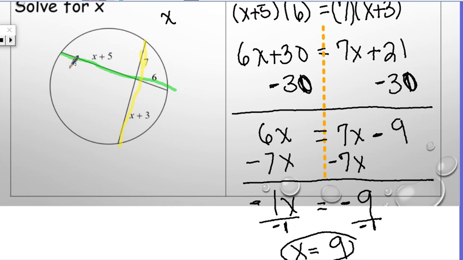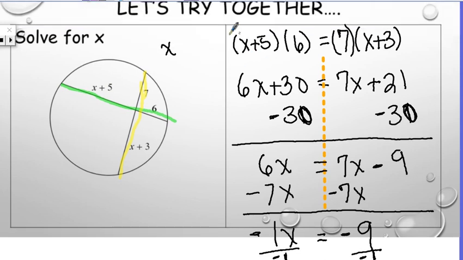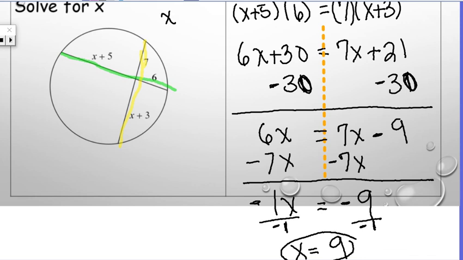To check yourself, you can always go substitute back in and see what the math would be if you put in 9 up here. You should be able to say 9 plus 5 times 6 should equal 7 times 9 plus 3. And if these two sides are equal, then you got the answer correct.